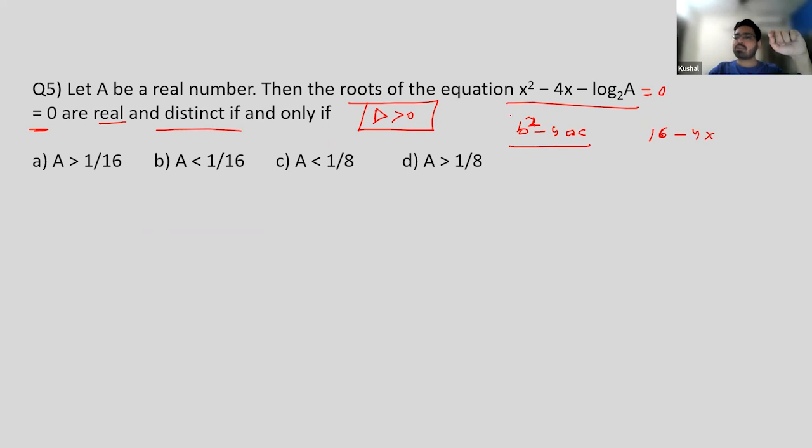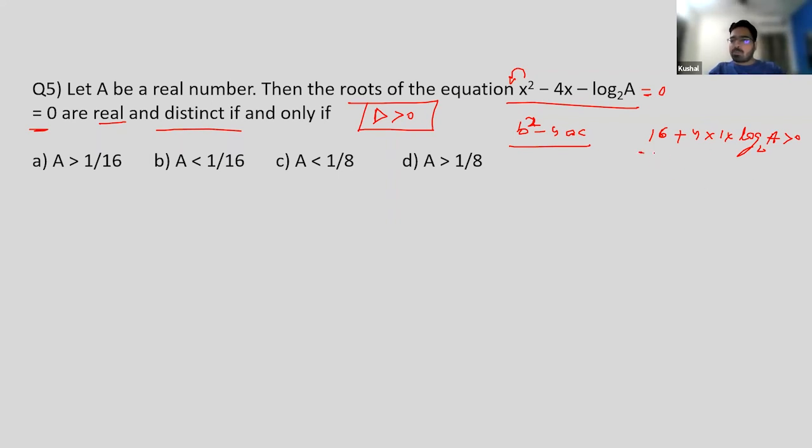Minus of 4 into the value of a, which is the coefficient of x square, which is 1 in this case, into c, which is minus of log base 2a. So minus and minus will become plus log of base 2a. This value must be greater than 0.